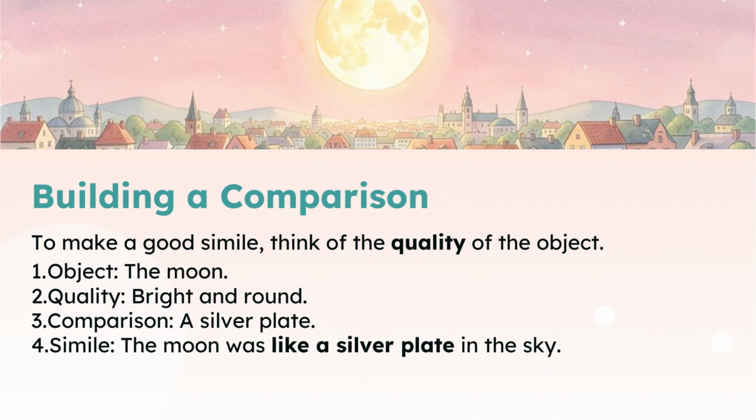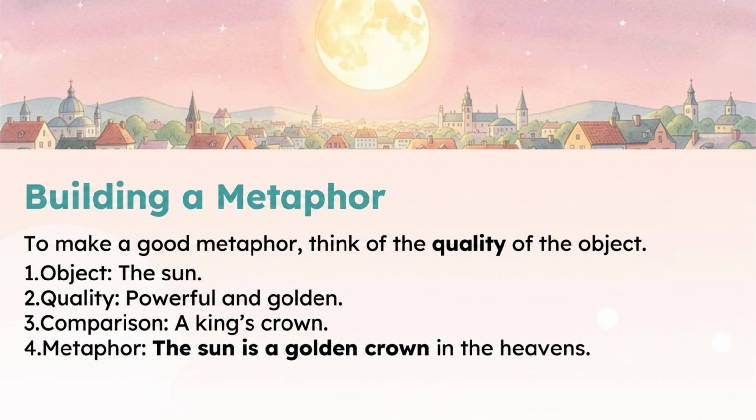For metaphor, think of the quality of the object. In this case, the object is the sun. The quality of the sun is powerful and golden. Our comparison will be with a king's crown. So our sentence would be, the sun is a golden crown in the heavens.